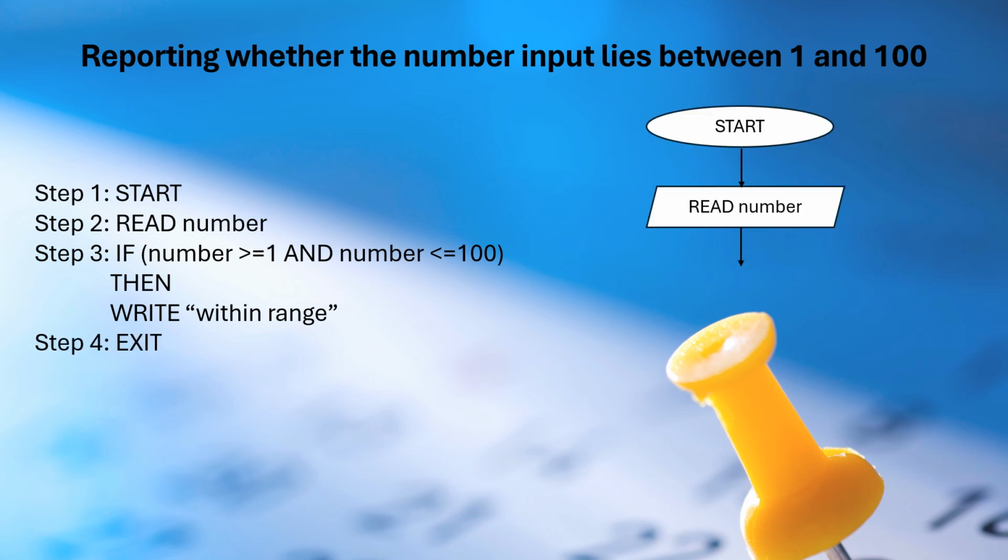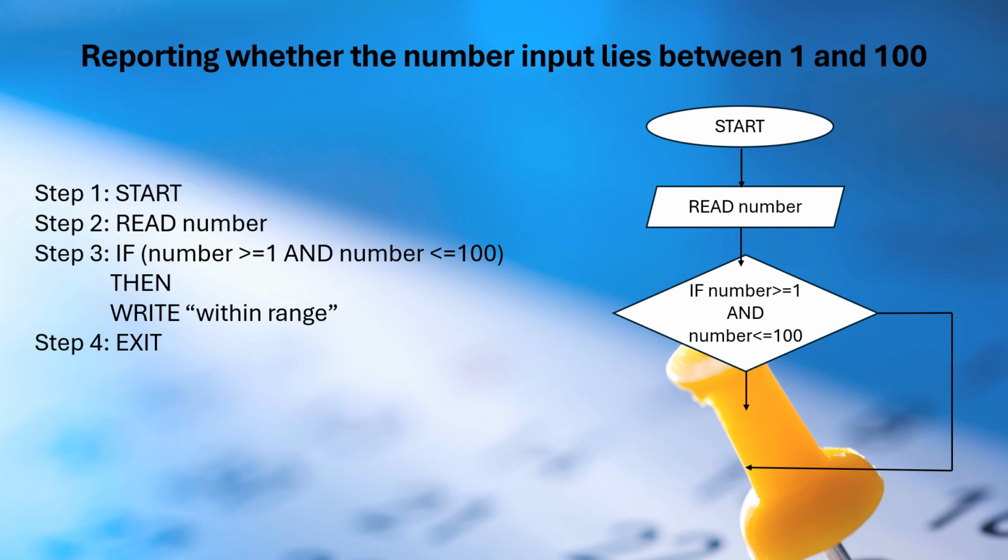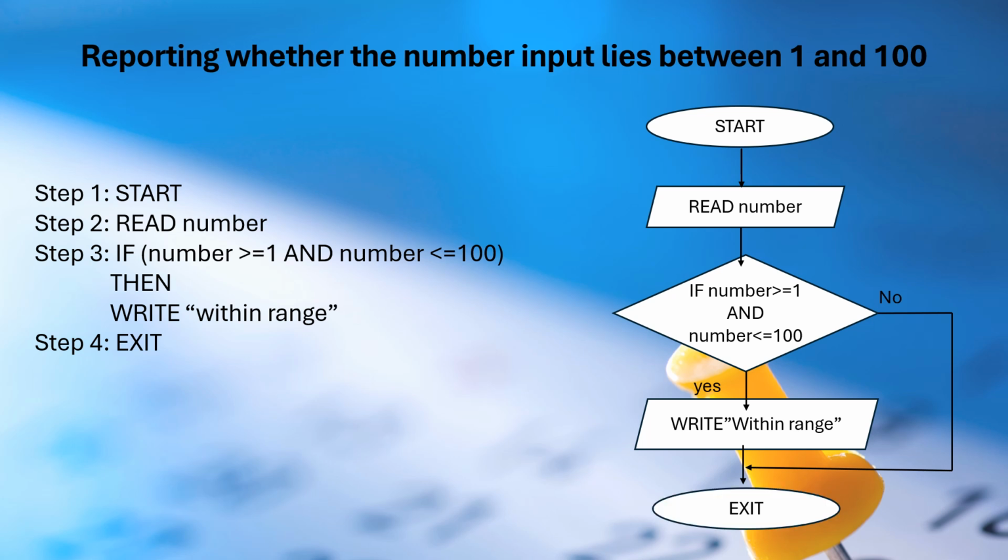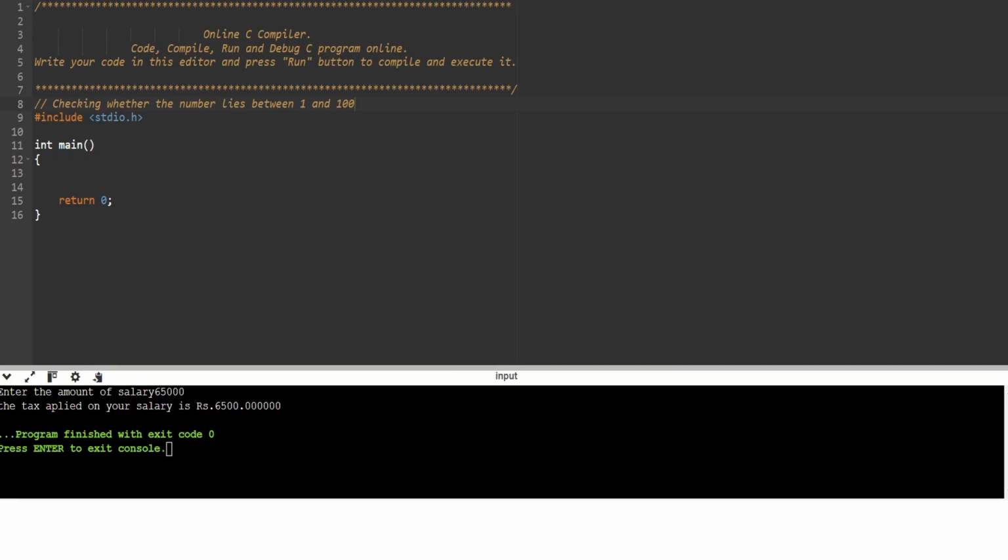Going to the flowchart: start, read the number. If number is greater than, this is the condition, so it is enclosed within the rhombus, then a yes and a no branch. If it is true, then write it is within range. If it is false, do nothing and directly exit the program. Coding the program in C language, checking whether the number lies between 1 and 100.